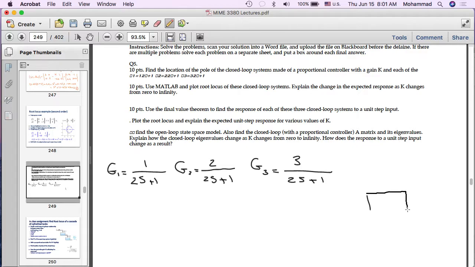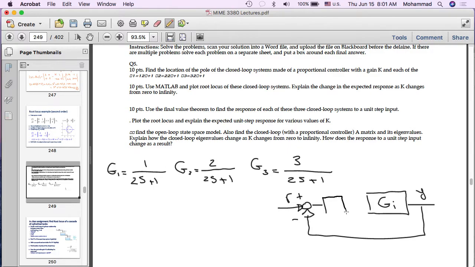So we have each of these three as our system. I'm going to call it Gi to keep it general. The output is Y. We feed back the output with a negative sign and compare it to the reference input. And the error goes to a single gain K, which we call a proportional controller. This produces the input to the system, and the error signal is the difference between R and Y.